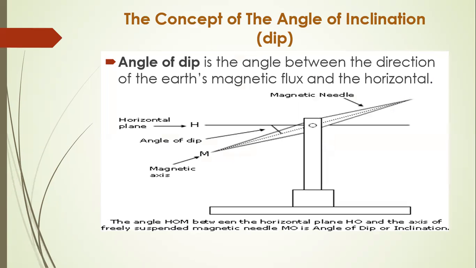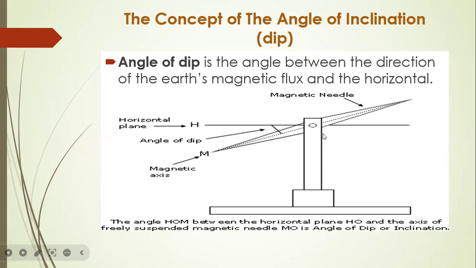In our past video, we also discussed the Earth's magnetic field. All these angles can be related to the Earth's magnetic field. We'll start with the concept of angle of inclination, or just the angle of dip. We can also call it like that. The angle of dip, or the angle of inclination, is the angle between the direction of the Earth's magnetic flux and the horizontal. As you can see here, it's a diagram that shows this angle of inclination.